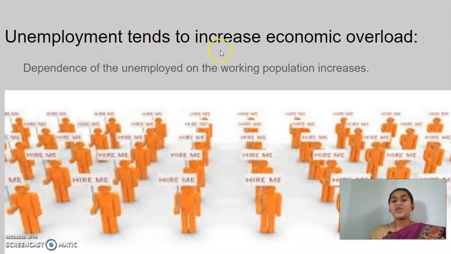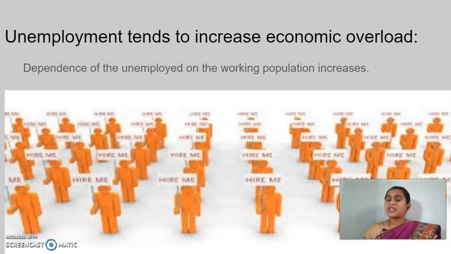See, unemployment tends to increase economic overload. So what are you understanding by this, children? Economic overload, of course, when people are not employed, they are not earning anything for their livelihood, just to lead their life, they are not able to earn. So at that time, of course, what happens? It's just a burden, economic overload. Of course, they will start depending on the employed people or working population.